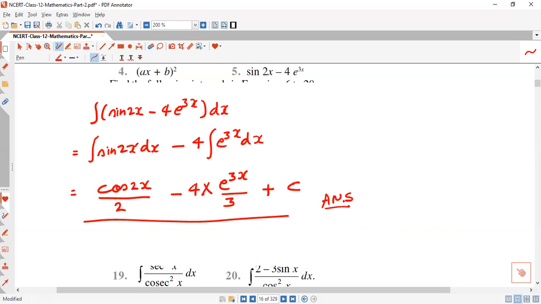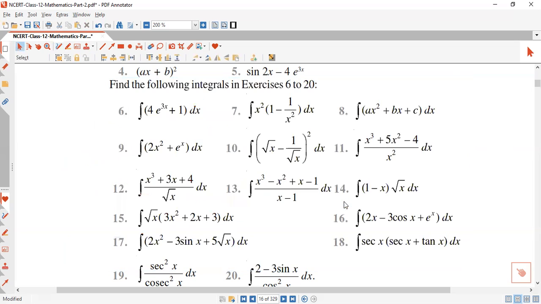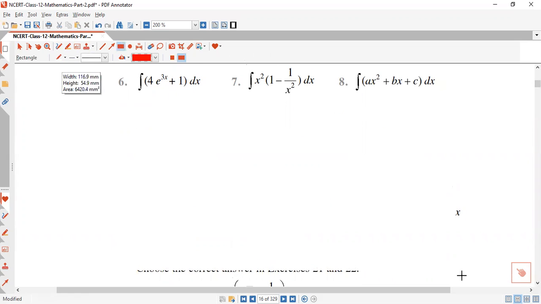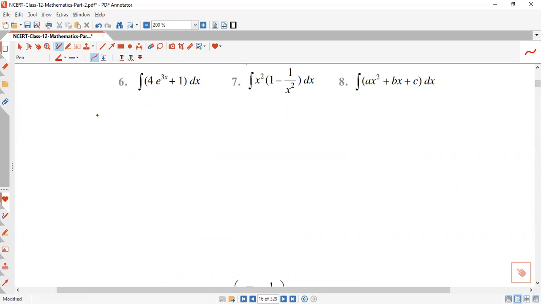Now, question number 6. Find the following integrals in exercise 6 to 20. All right. Question number 6 says these integrations are there. Separate both the terms. So we are getting 4 times the constant e raised to 3x dx plus 1, no doubt, dx.